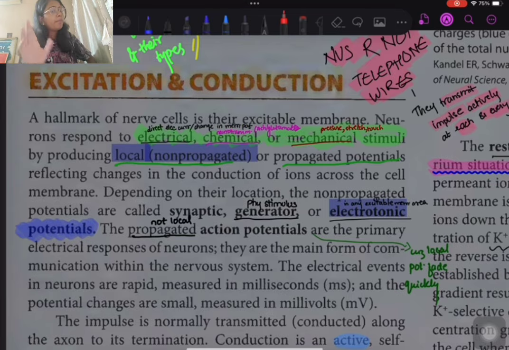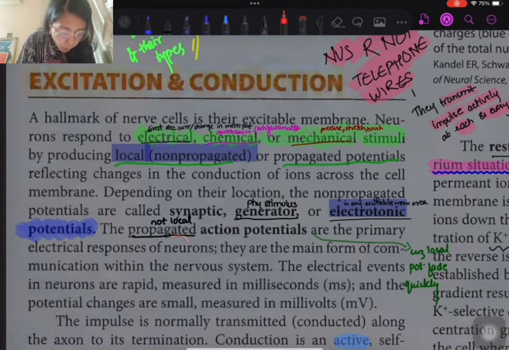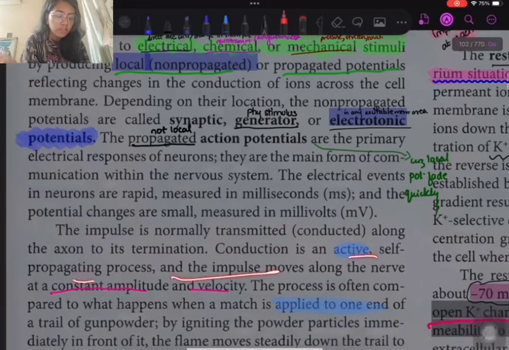The propagated action potentials, which are not local, are the primary electrical responses of the neuron, the main form of communication within the nervous system. Propagative means not local, and another name for propagative is action potential. Why are propagative action potentials the primary? Because local has a limiting factor, which is distance. Local will not flow through the distance. Local is like lighting one matchstick with nothing ahead, so it stops there. In propagative cases there are matchsticks in a line, so distance does not limit it. That is why propagated action potentials are the primary electrical responses of the neuron.